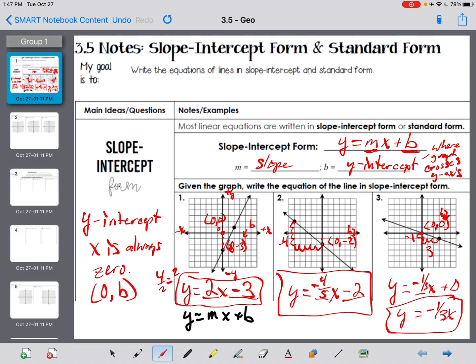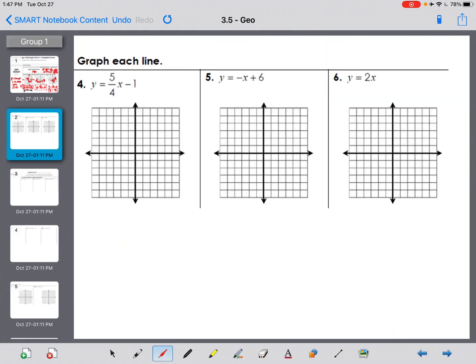So if you see an equation that doesn't have a b, it's actually there. It's just a 0. And they don't write the 0 because adding 0 doesn't change the value. Here's a couple more, and now we have to graph them.